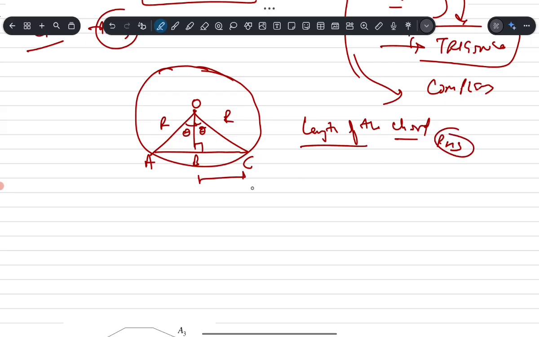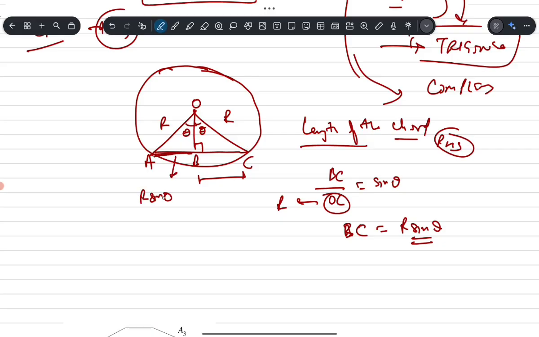Now in this triangle, can I say that BC by OC is sine theta? OC is basically R, so BC is going to be R sine theta. Same goes for this as well, so this is also going to be R sine theta. It's easy to know if you know that a perpendicular from the center bisects the chord, right? So the whole length of the chord is going to be 2R sine theta. Perfect. So in order to find the length, we need this angle and the radius of the circle, right?